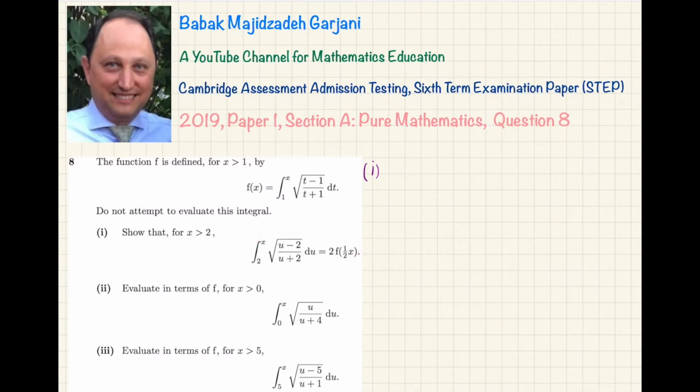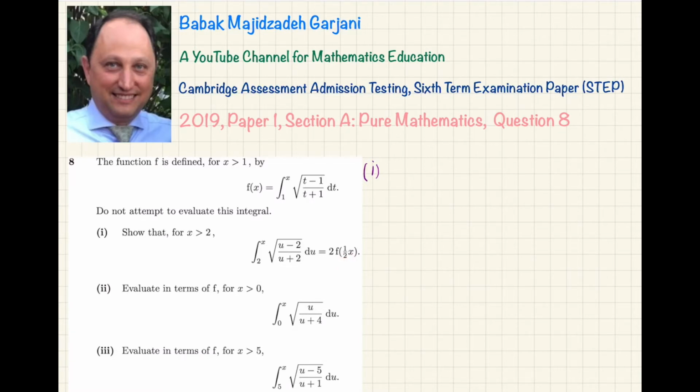It is clear why they have mentioned x should be greater than 2. We know that the domain of my function is the real numbers greater than 1, so the input for the function should be a number greater than 1. Here the input is x over 2, and if x is greater than 2, then x over 2 becomes greater than 1 and is in the domain of my function, so this is defined.